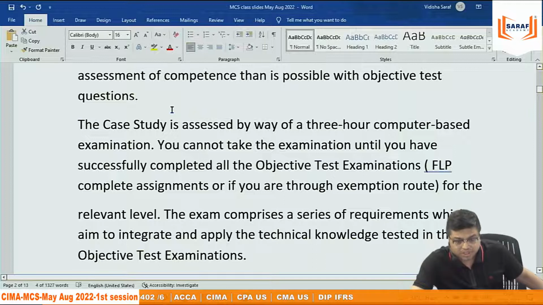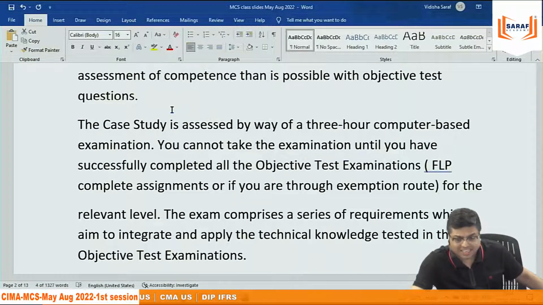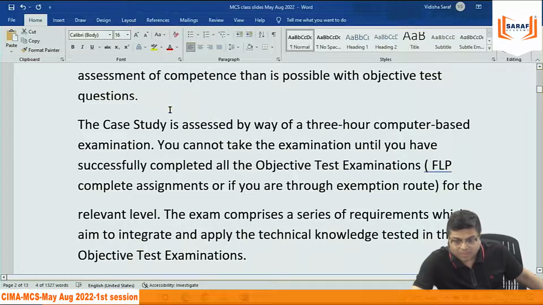In all the exams in CIMA, E2, P2, F2, and in CIMA, CMA, ACCA, CPA, so many international exams, objective test questions are there. Objective test questions are testing your technicality, whether you have sound technical knowledge or not. But even if you have sound technical knowledge, whether you can apply that in practical life, that is the case study exam. Why did CIMA develop this?